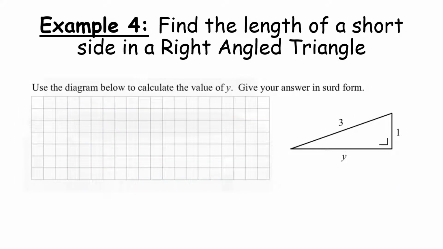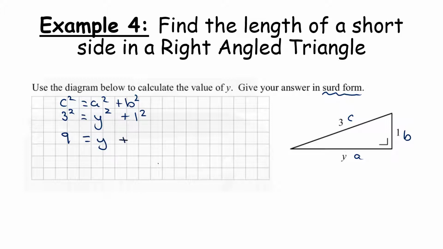The second example, find the length of the short side in a right angle triangle. So here we're looking for the value of y. Again, give your answer in surd form. So again, first thing I do is I label CAB. I write down my formula. C squared is equal to a squared plus b squared. C is 3, so 3 squared is equal to y squared plus 1 squared. 9 is equal to y squared plus 1. So what we want to do is subtract 1 from both sides. So 8 is equal to y squared.